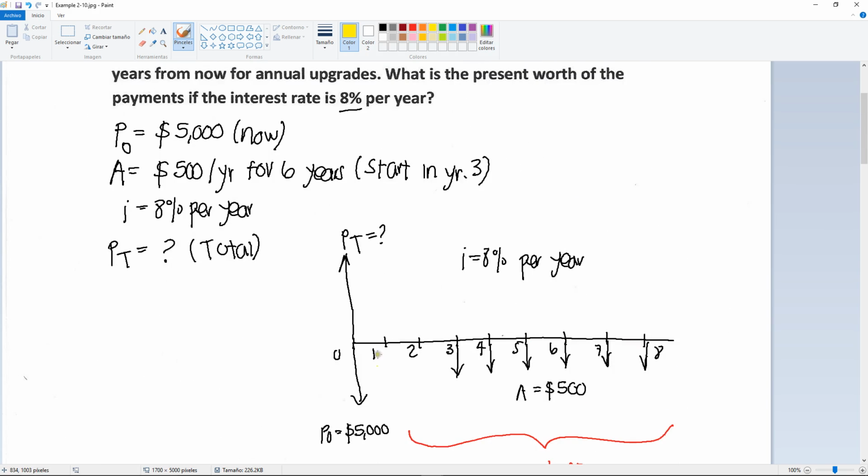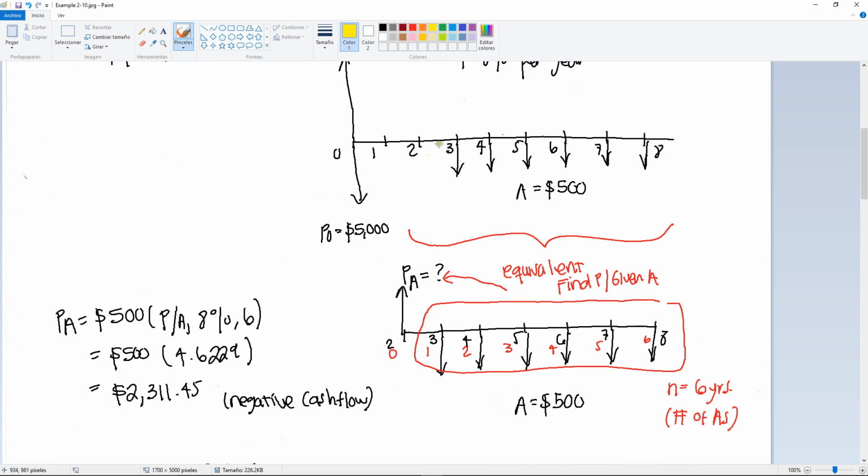If you find a shifted series here, you cannot just convert the A all the way to here because you have this gap. Okay, so there was interest involved here as well. So that's why you cannot just go ahead and convert it directly. So you break it down into 2 parts.